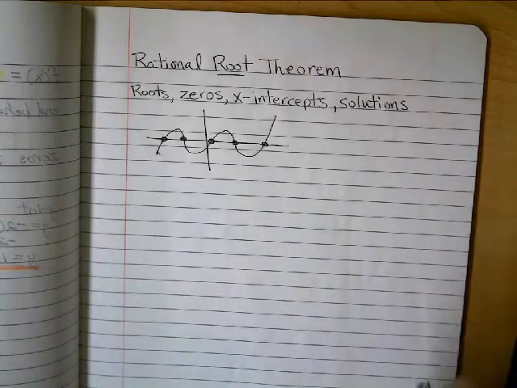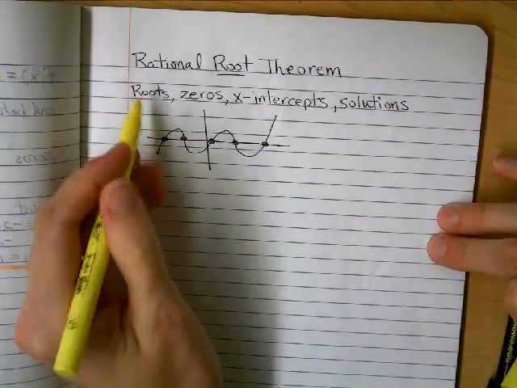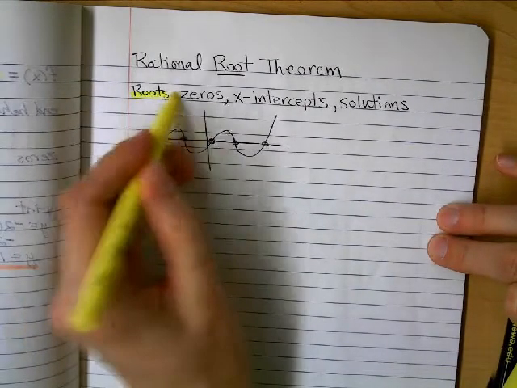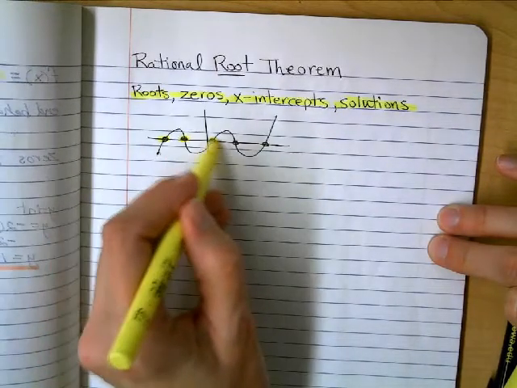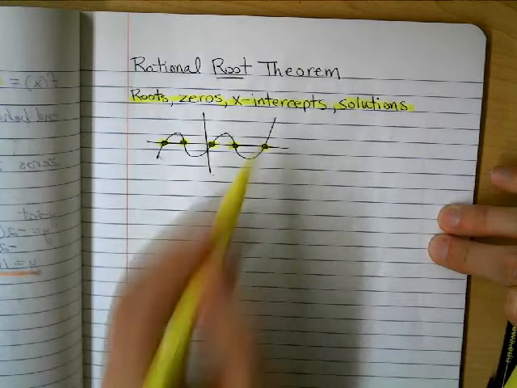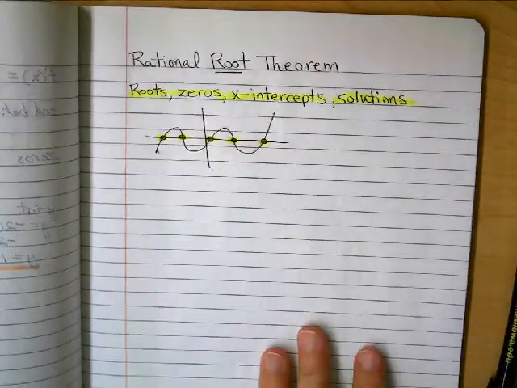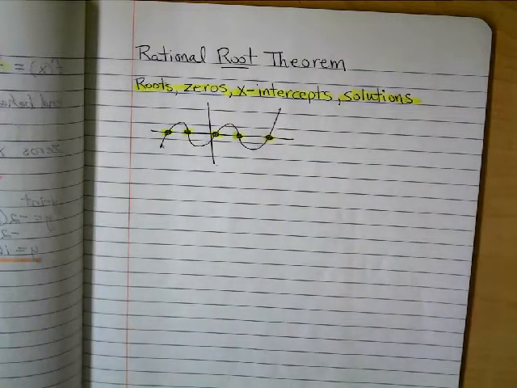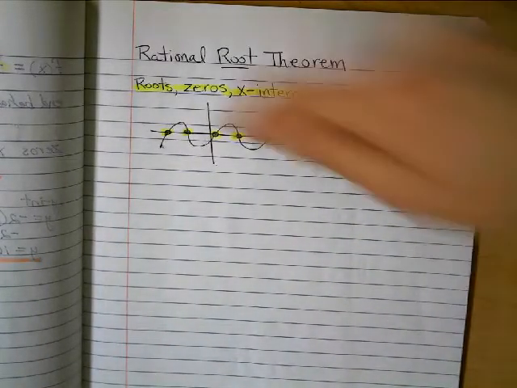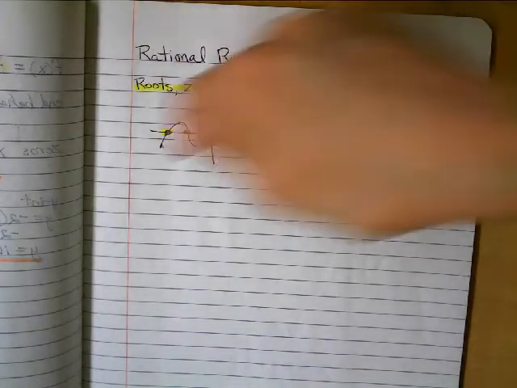And I didn't put any numbers on there. I just sketched something really fast. But yeah, the roots or the zeros or the x-intercepts, solutions, it's these points. It's where your graph hits the x-axis. So the rational root theorem gives you a list of all possible answers that these could be.